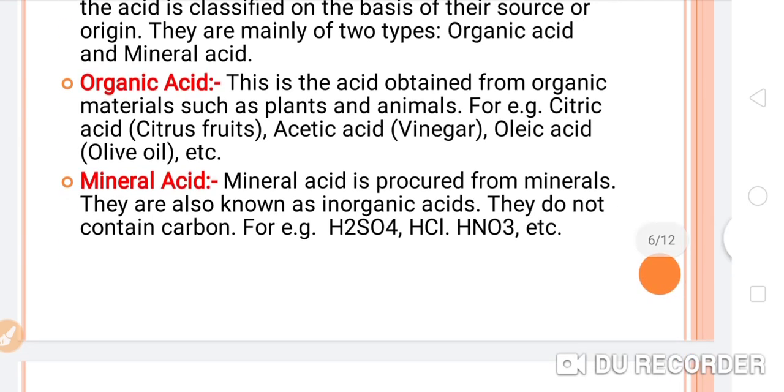Now next, mineral acids. Mineral acid is procured from minerals. They are also known as inorganic acids. They do not contain carbon. This is also another important fact, that here we will not get carbon. For example, sulfuric acid, HCl, HNO3. That is, sulfuric acid is H2SO4, HCl is hydrochloric acid, and HNO3 is nitric acid. So here you can see there is no carbon atom. Okay, so these all acids are the mineral acids.